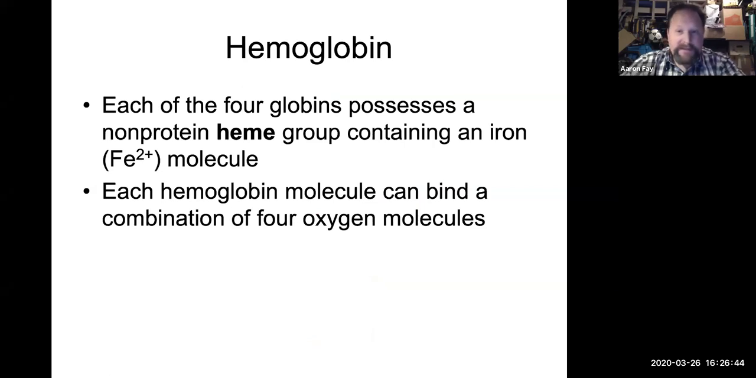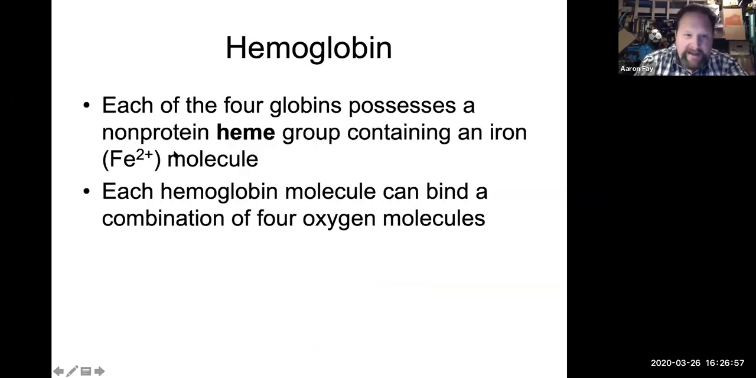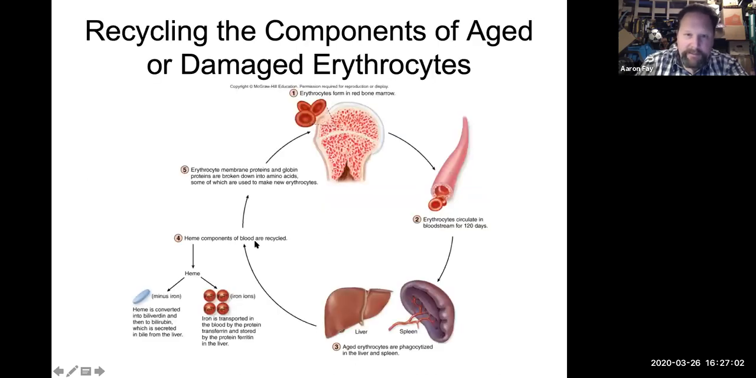Okay, so I believe I mentioned this, but just to go over these slides, right? A heme group contains that organic molecule. This thing here is called a crown ether. If that doesn't mean anything to you, don't worry about it. In the middle of it, you have an iron molecule. Here is where oxygen is going to bind in hemoglobin.